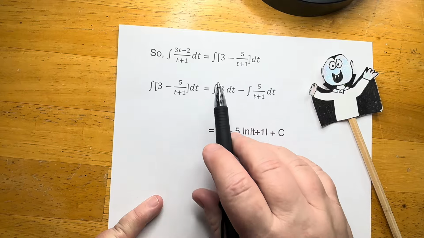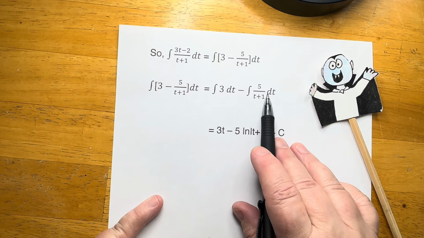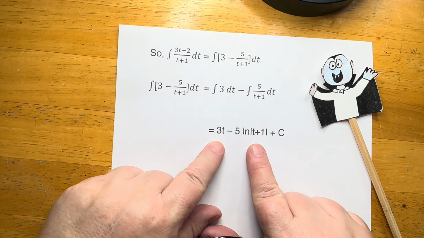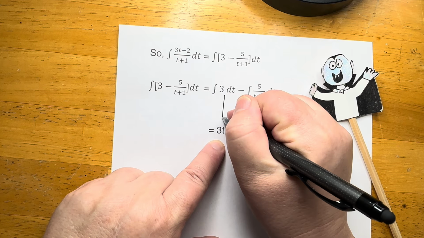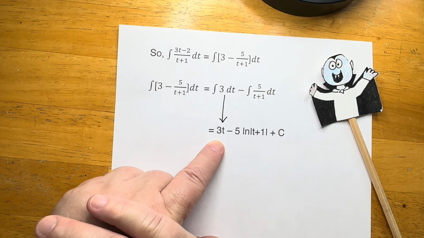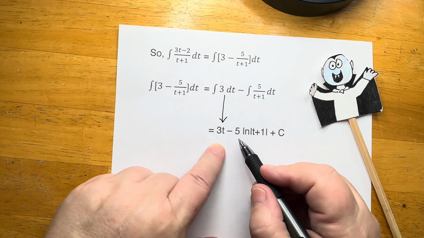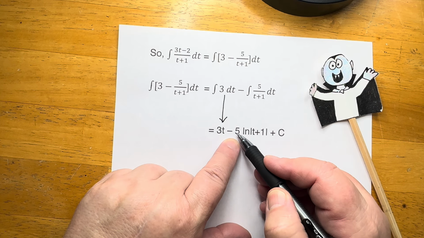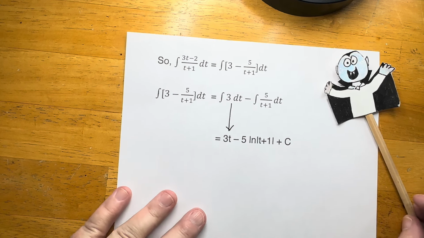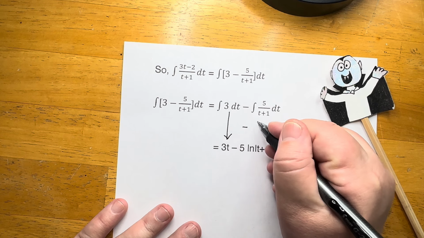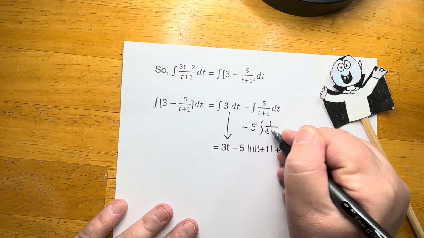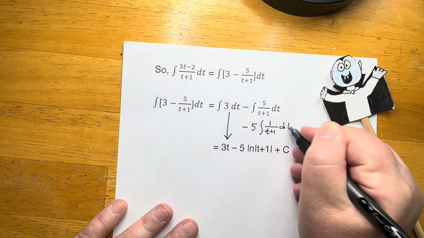And so we're going to split this integral into 2 pieces. And then take a look at what I did here. See if you agree. So 3 dt becomes 3t. Now, where's this 5 from? The 5 gets pulled out, right? Minus 5. And then notice, now I have 1 over t plus 1 dt.